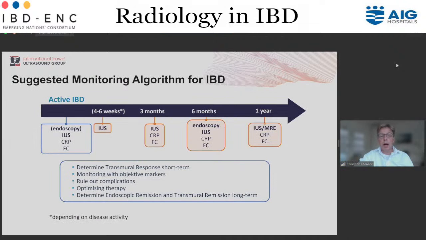So it suggests a monitoring algorithm, looking at all the different data: in an active IBD, you perform an intestinal ultrasound, CRP, fecal calprotectin, endoscopy only if this might add additional necessary information. You start your therapy. If you have a severe flare, you already look at 4 to 6 weeks, or after 3 months with intestinal ultrasound. You follow up again after 6 months, maybe you add an endoscopy, and then after 1 year. And the idea is to determine transmural response short-term, monitoring with objective markers, not just do you feel better or not, rule out complications, optimize therapy, and to determine endoscopic remission and transmural remission long-term.